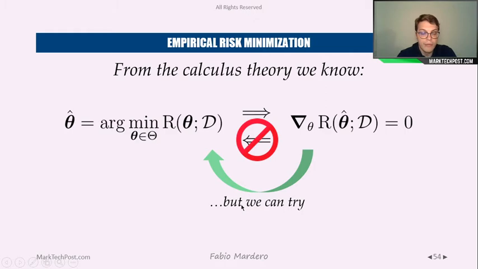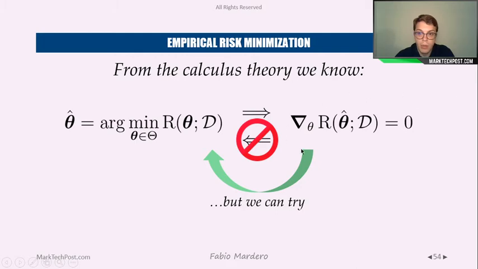How we can find those parameters? Well, we know that if this theta hat is a minimum for the risk function, then also the gradient of the risk function in that point would be 0. But the inverse is not always true.